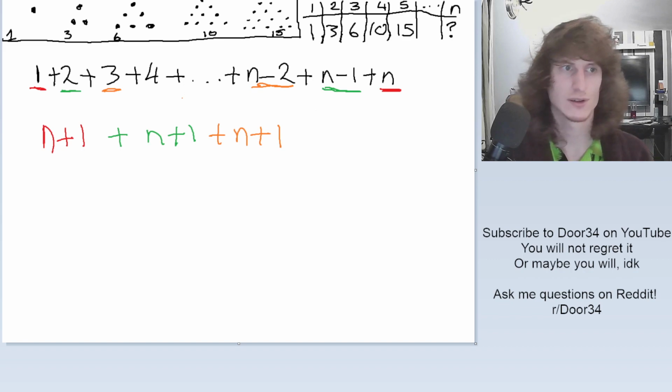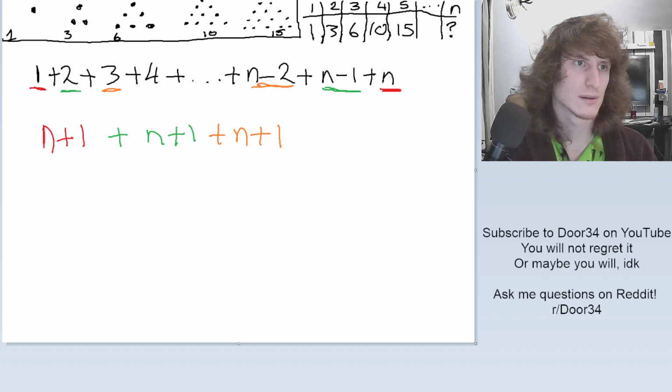So in general, if we keep on doing this, what we're going to find is that all these terms, when we combine them with the complement term on the other end of the sum, they all come together to make n plus 1 with their complement term, that is. And how many of these are we going to get? Well, all you really need to do is just divide n by 2.